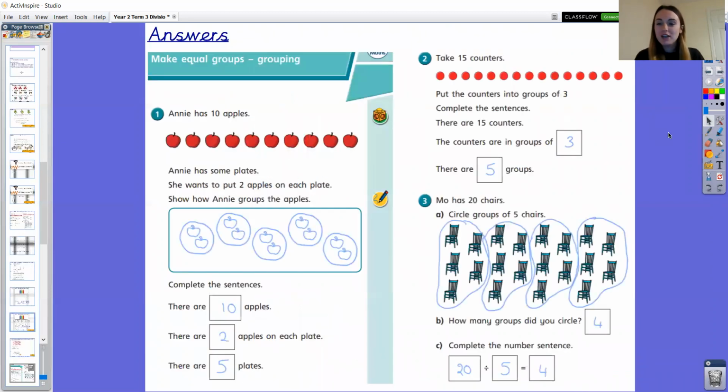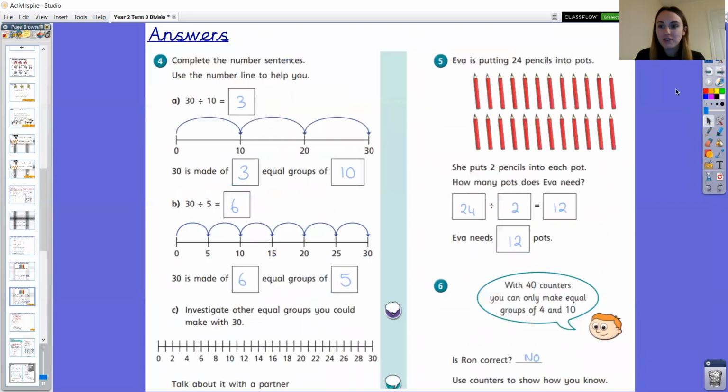Well done, Year 2. I'm really proud of you today for practicing the skill of making equal groups by grouping. As you can see on the board now, there are the answers that you can review your learning. Well done, Year 2. I'm super proud of you.